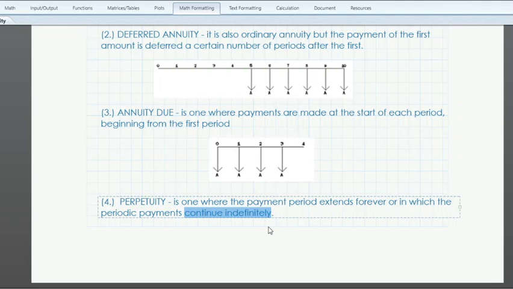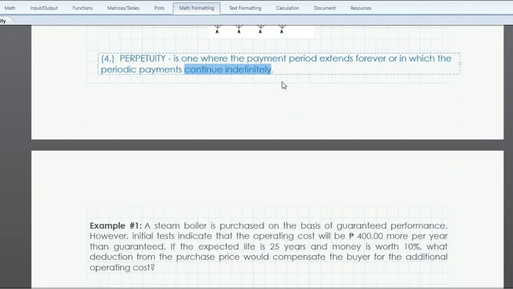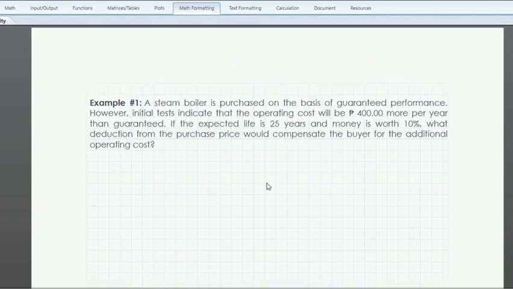So, now, since we already discussed the 4 types, let's jump into our first example. So, our first example is that a steam boiler is purchased on the basis of guaranteed performance. However, initial tests indicate that the operating cost will be 400 more per year than guaranteed. If the expected life is 25 years and the money is worth 10%, what deduction from the purchase price would compensate the buyer for the additional operating cost?